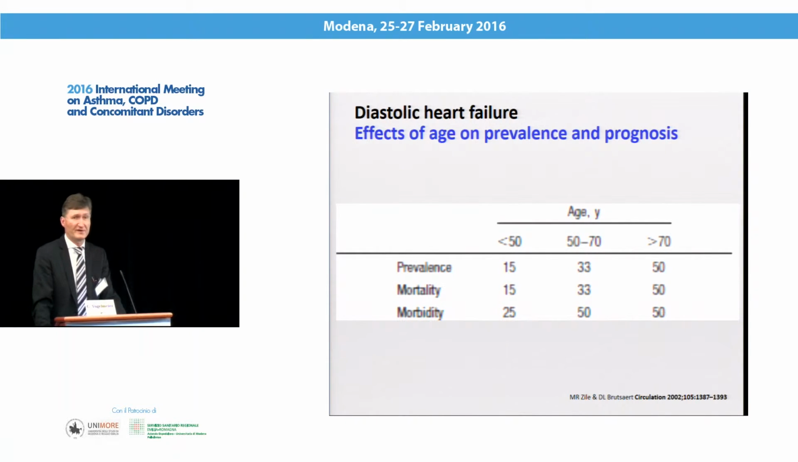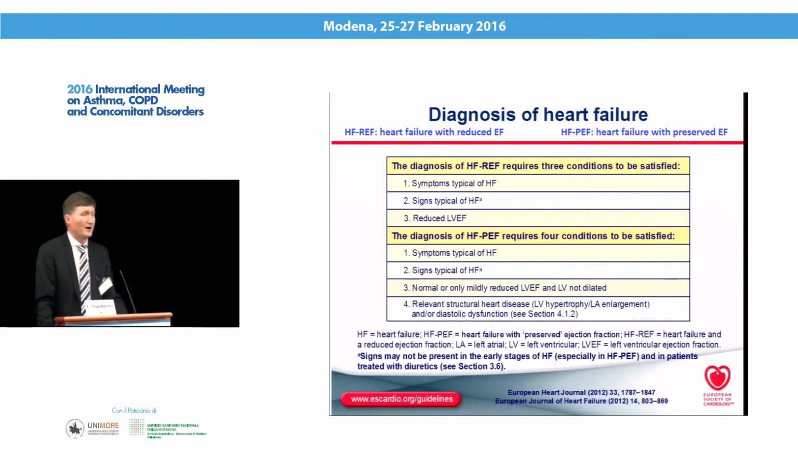Now, what are the patients that develop this kind of heart failure? Again, as you have seen in the GOLD 0 patients or the individuals, this is a very age-dependent situation. When you look at the prevalence, the mortality and morbidity, you barely find it only in a limited number of patients that are less than 50, whereas the older the patients get, the higher the prevalence is, and the higher the morbidity and the mortality. Now, how do we diagnose this kind of scenario? This is a slide from the guidelines of the European Society of Cardiology on heart failure.